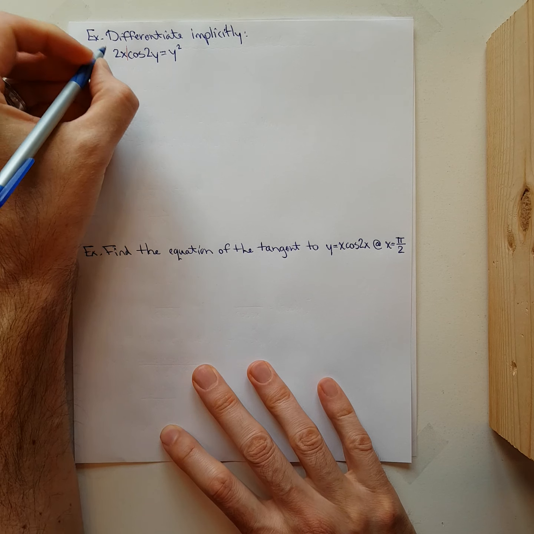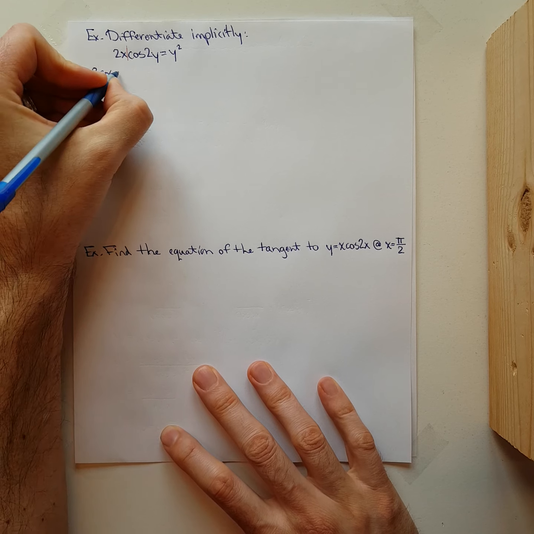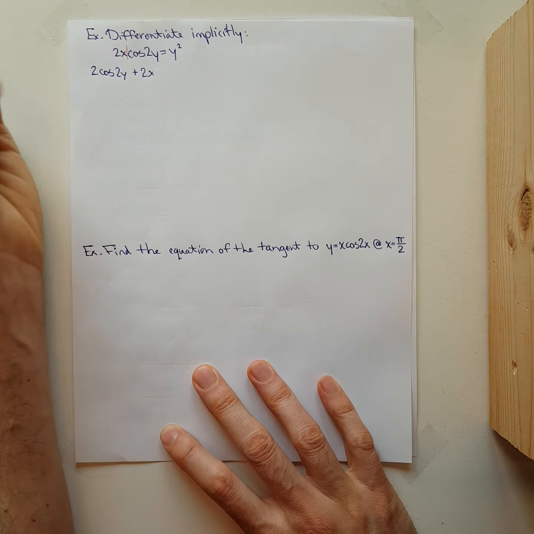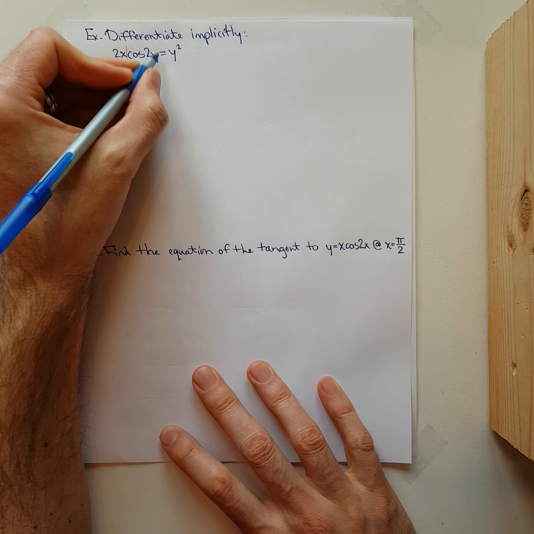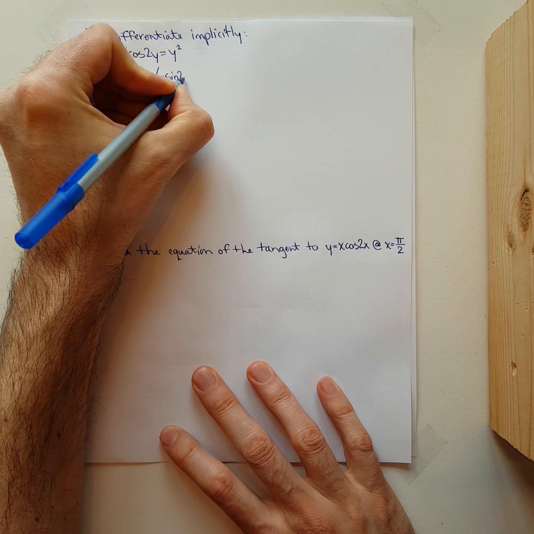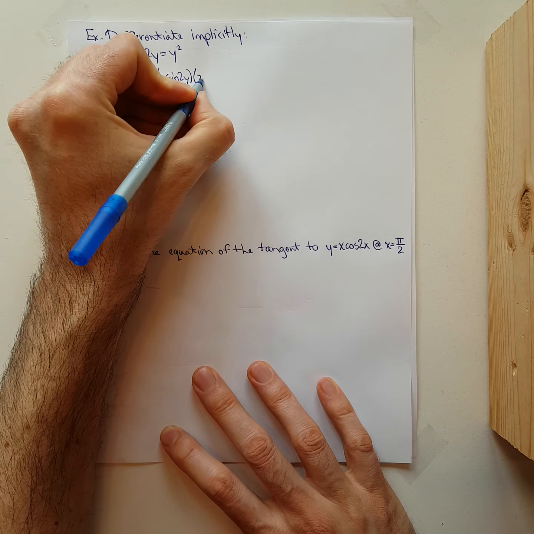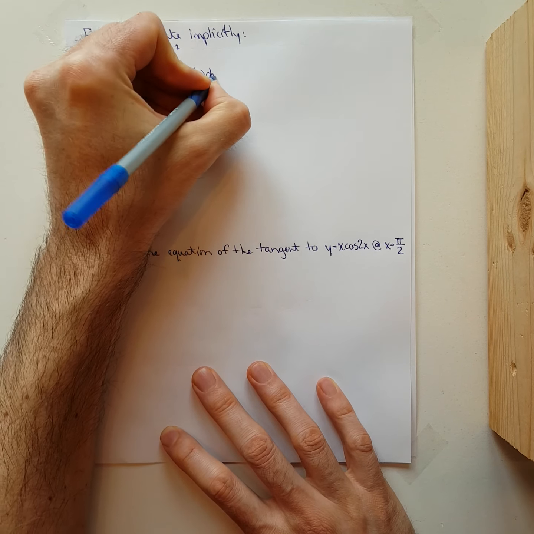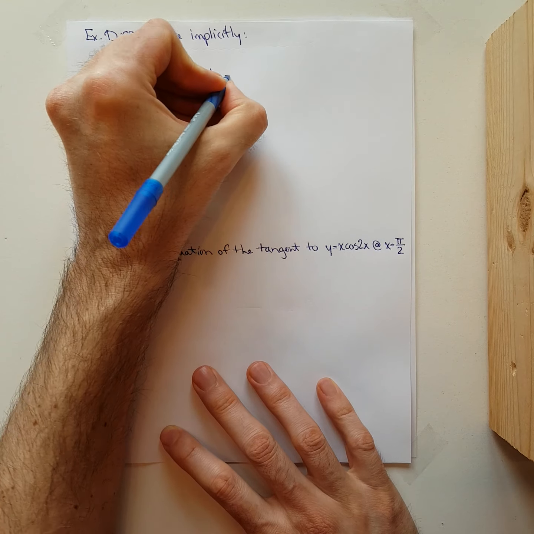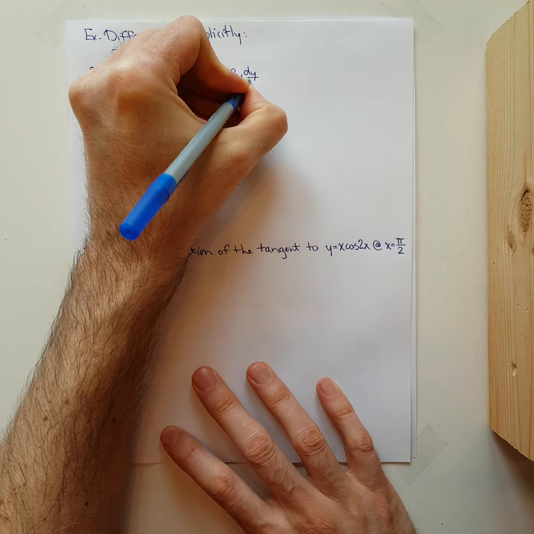So the derivative of the first function would be 2 times our second function, cos 2y, plus our first function, 2x, times the derivative of our second function. That would give us negative sine 2y. Using chain rule, the derivative of the inside, 2 multiplied by dy by dx. On the right hand side then, we would have 2y dy by dx.